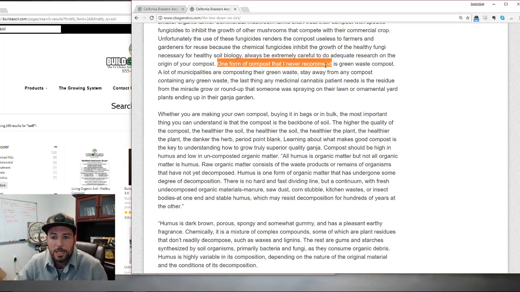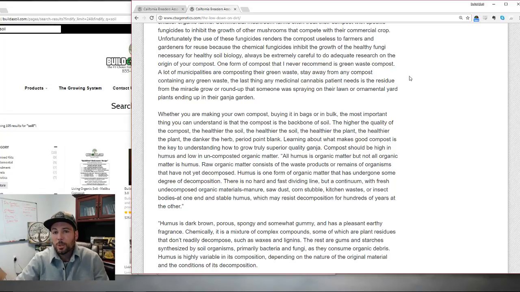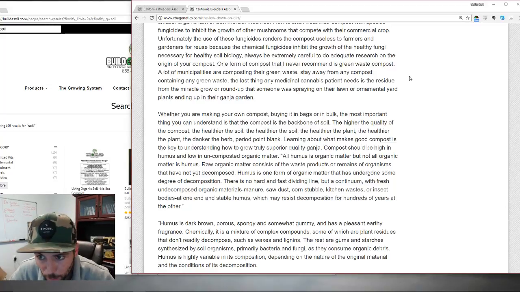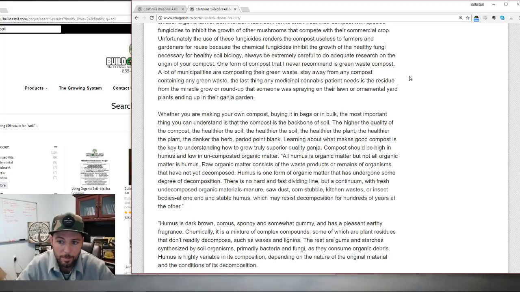One form of compost that I never recommend is green waste compost. We actually use some green waste compost here. And like he said, you've got to know about the municipality. You've got to know about the research. And one of the ones we used here, we spent over $1,000 testing it. And we have all the results for you. That's that Oldie Mountain compost.